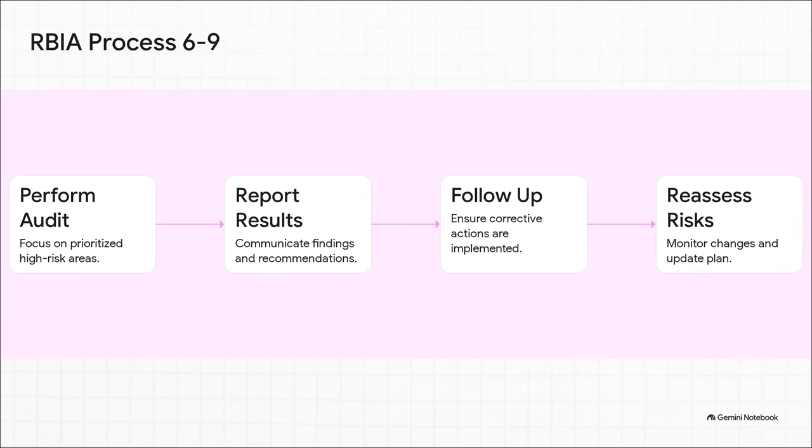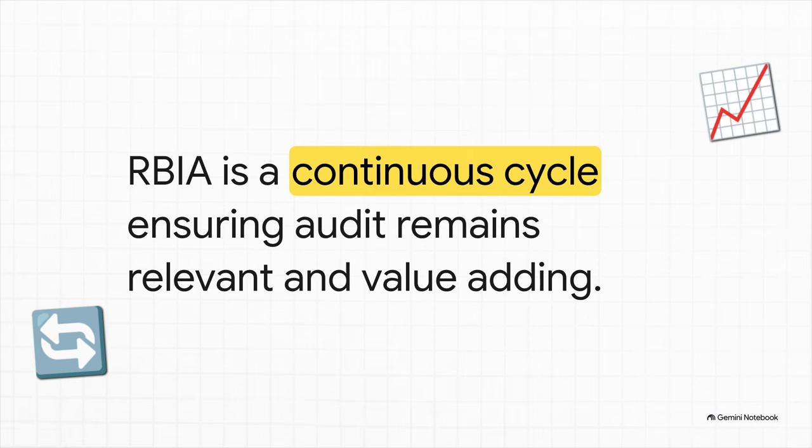I really want to highlight Step 8 there. Following up doesn't just mean sending a polite email asking if things are fixed. No. It means if you found a gaping hole in IT security, you physically or digitally return 3 months later to ensure the corrective firewall actions were actually put into place, not just talked about in a quick Zoom meeting. Now look at this crucial note.